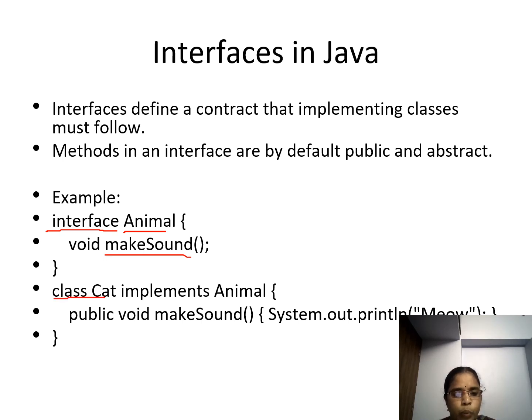And in the class we are implementing the interface, so the keyword implements is very important. Here the class name is Cat which implements Animal, where Animal is the interface. So after implementing the interface in the class, we can make use of the method we have already declared in the interface. So here public void makeSound, and in this method we are having a System.out.println statement where the content will be displayed as it is.